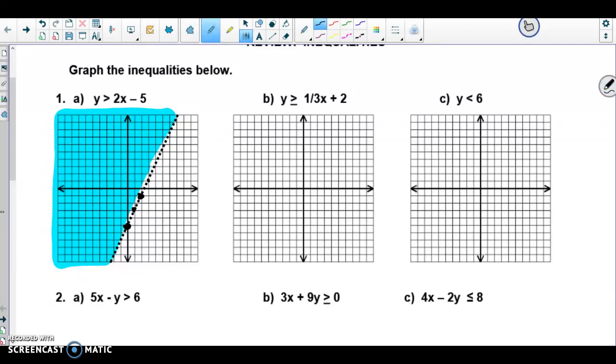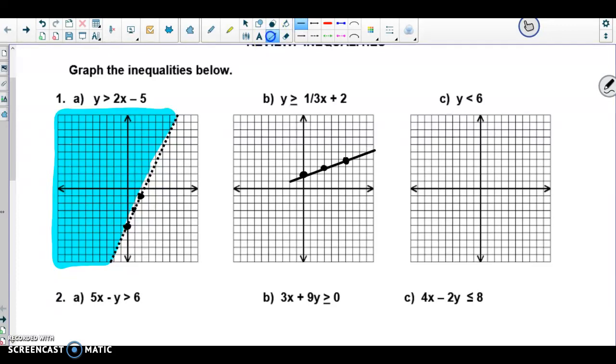All right, the next one, we have y is greater than or equal to 1/3 x plus 2. So we'll start at the 2, and we have 1/3, so I'm going to go up 1 and over 3. I'll do that a couple times, and then I can draw my line. Now I know for this one, I need a solid line. So we're just going to do a solid line here.